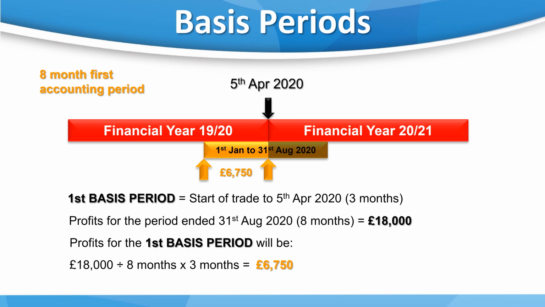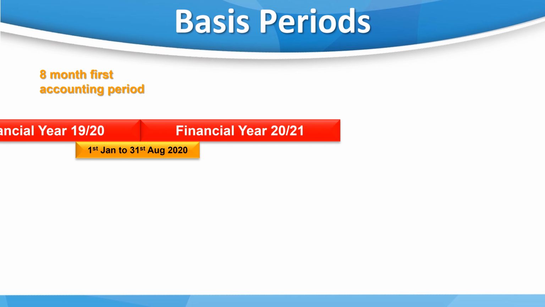The problem comes in the second financial year because the accounting period is not 12 months long. We need a basis period for the first 12 months of the business.